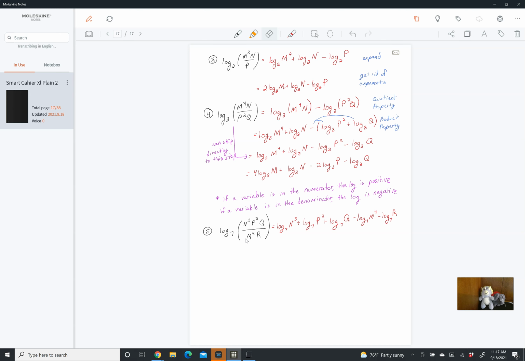So we did that really, really quickly. So now the only thing that we have to do is move the exponents out to the front, which gives us 3 log base 7 of n plus 2 log base 7 of p plus log base 7 of q, no exponent, so nothing to bring over, minus 4 log base 7 of m, and then minus log base 7 of r. So we expanded, and then we got rid of exponents. Okay, let's do another one.